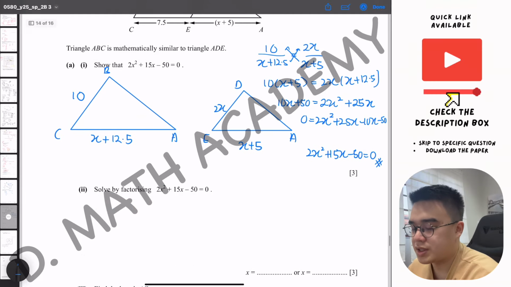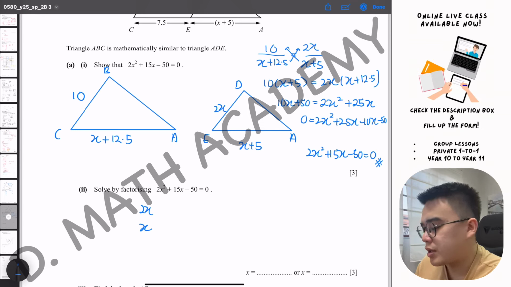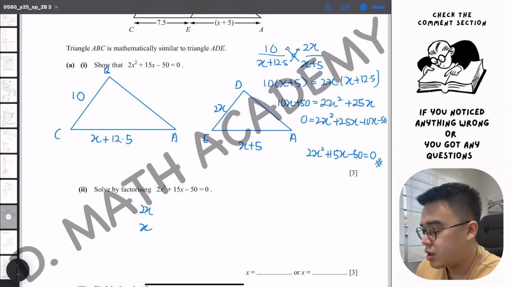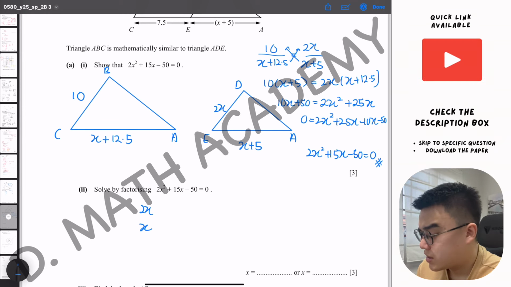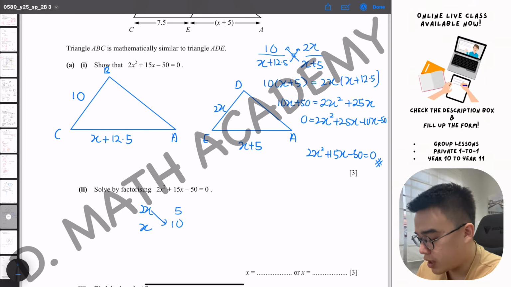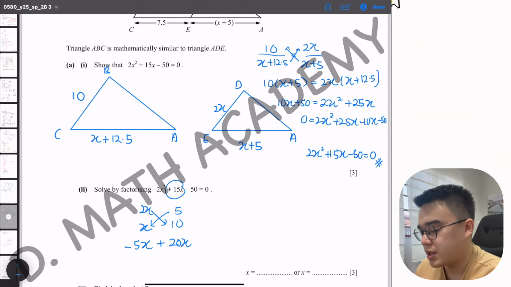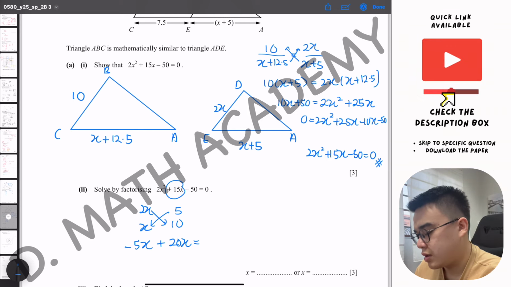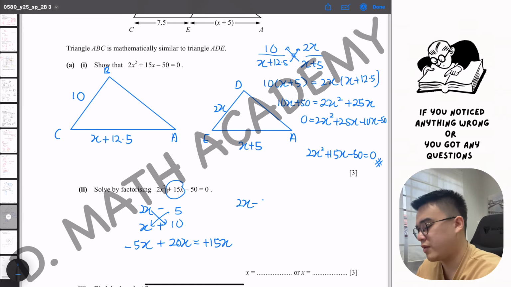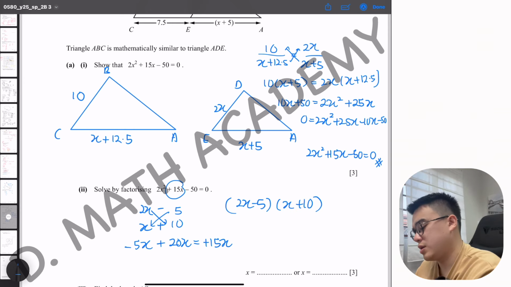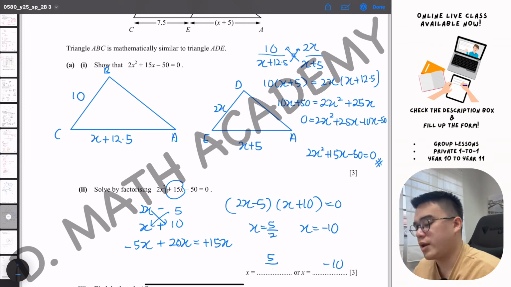And then when it asks you to factorize it, remember 2x times x is 2x squared. For 50's part, I think I will do 25 times 2, not suitable. 5 times 10. Yeah, 5 times 10 works. But you will get 20x first. You get 5x. They wanted a positive 15, so it's a plus minus. So the one at the front is a negative, the one at the back is a positive, making the answer (2x minus 5)(x plus 10). So x will be 5 over 2, x will be negative 10. And that's how you find your answer.